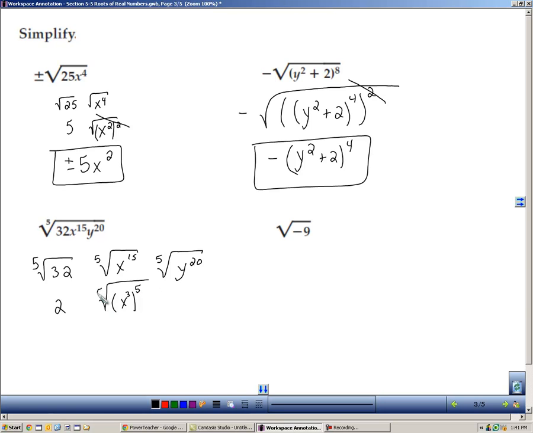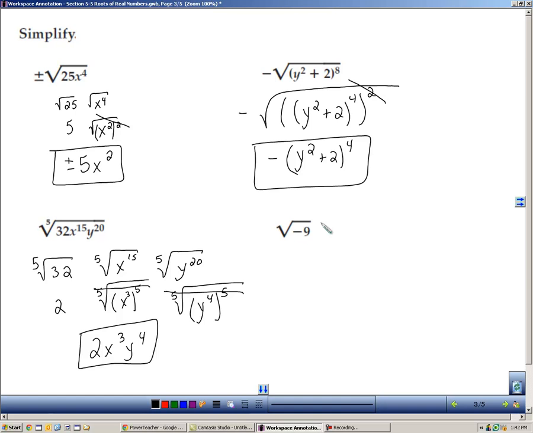So if I rewrite this as the 5th root of x cubed to the 5th, I can cancel the 5th root and the 5th power. And then likewise over here, if I do the 5th root of y, 4 times 5 is 20, then I can cancel the 5th root. So I have 2x cubed y to the 4th.